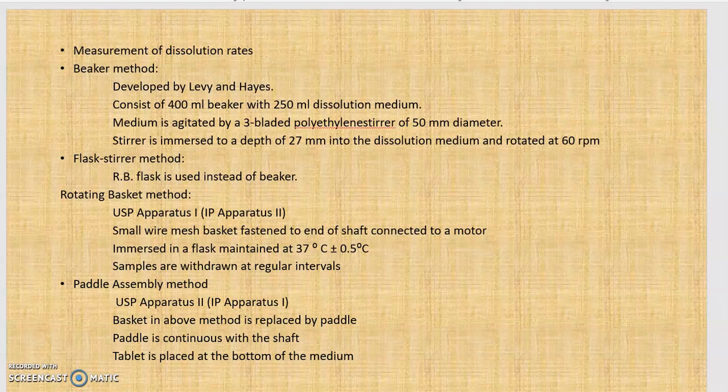Fourth method is the paddle assembly method. This is officially called as the USP, that is the United States Pharmacopoeia Apparatus 2. Whereas in Indian Pharmacopoeia, it is known as Apparatus 1 for dissolution testing. The basket in the above method is replaced by a paddle. The paddle is continuously rotating with a shaft and the tablet is placed at the bottom of the medium.